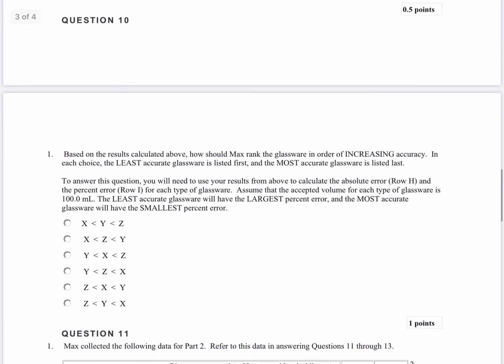And then the next question. Based on the results calculated above, how should Max rank the glassware in order of increasing accuracy? In each choice, the least accurate glassware is listed first and the most accurate glassware is listed last. To answer this question, you will need to use your results from above to calculate the absolute error and the percent error. Remember, we learned how to calculate the absolute error and the percent error in our handout.